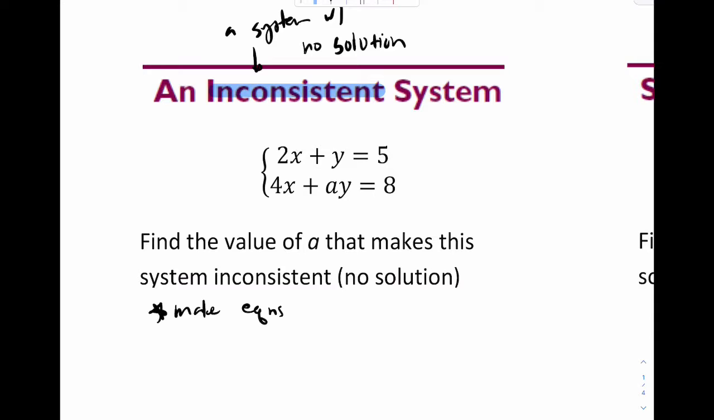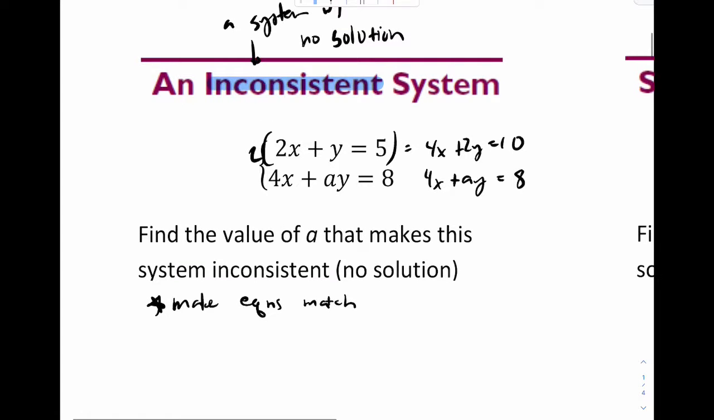Make your equations match. By making them match, you're basically going to force the slope to be the same. So imagine I multiply this one by 2. The bottom one, let's leave it. So this will be 4x plus 2y equals 10. Then 4x plus ay equals 8. We're just going to compare right here. So our conclusion is a must be 2. And that's it.